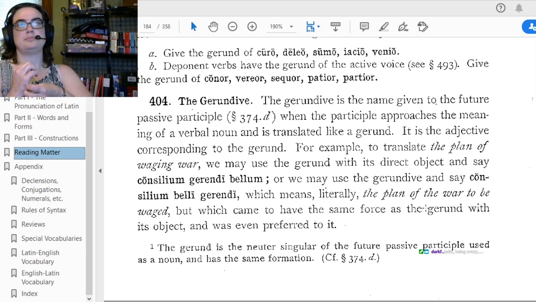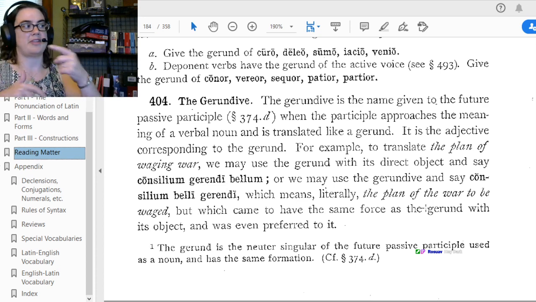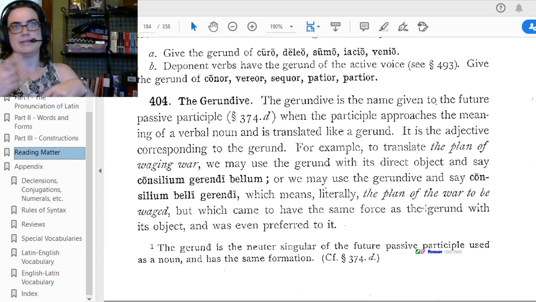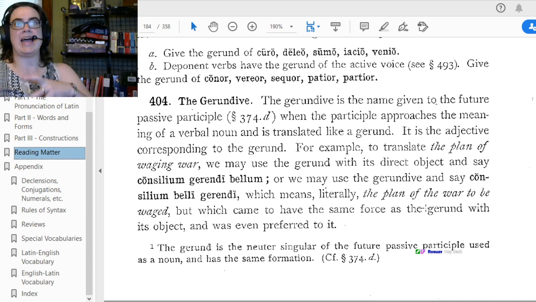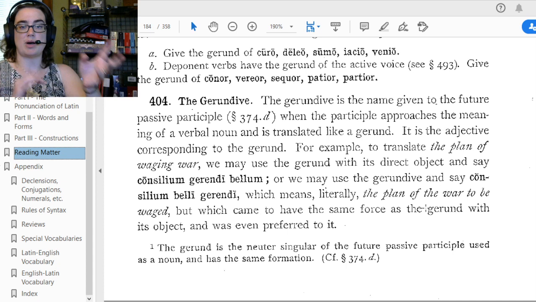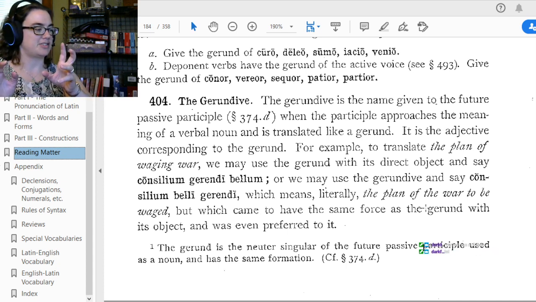So, the gerundive is the name given to the future passive participle, because again, it's got that same delenda, blah, blah, blah kind of thing. So when the future passive participle is used as a verbal noun like a gerund, we have to translate it with a gerund because we don't have gerundives. But it is the adjective corresponding to the gerund. What does that mean? Let's break it down with these examples here.